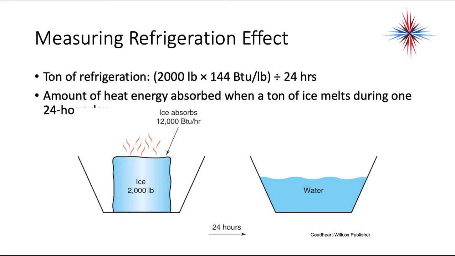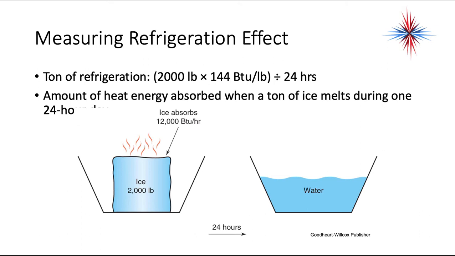This is called the refrigeration effect. Okay, a ton of refrigeration is 2,000 pounds times 144 BTUs per pound divided by 24 hours. It's the amount of heat energy absorbed when 1 ton of ice melts in a 24-hour period. So again, a ton of refrigeration is based on ice melting. 2,000 pounds times 144 BTU per pound divided by 24 hours.